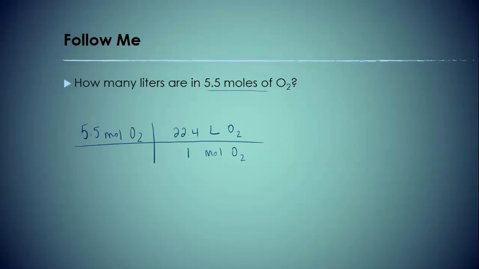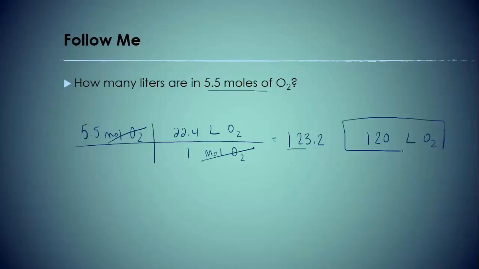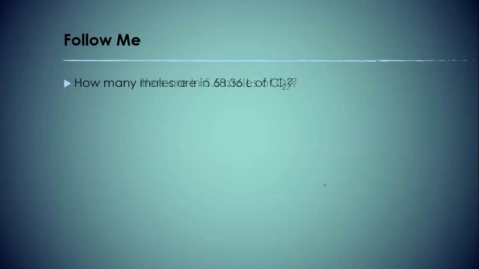So now when we do 5.5 times 22.4, we get 123.2. Can I keep all of that? No, of course not. These have canceled. This has 2 sig figs. I can keep the first 2 digits. The 1 still has to be in the hundreds place, the 2 has to still be in the tens place, so that'll be 120 liters of O2. There's our answer for the second one.